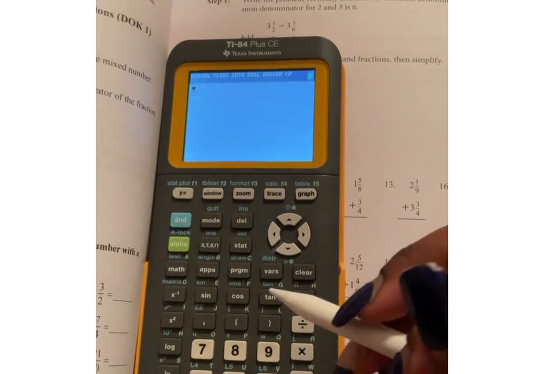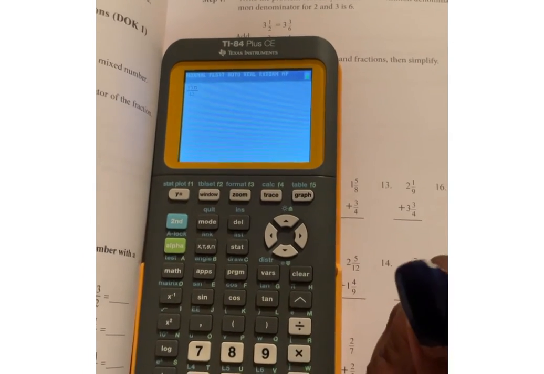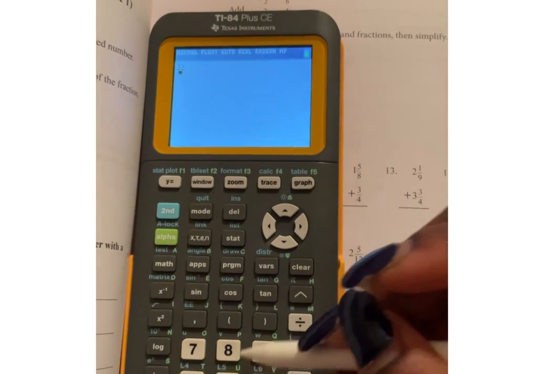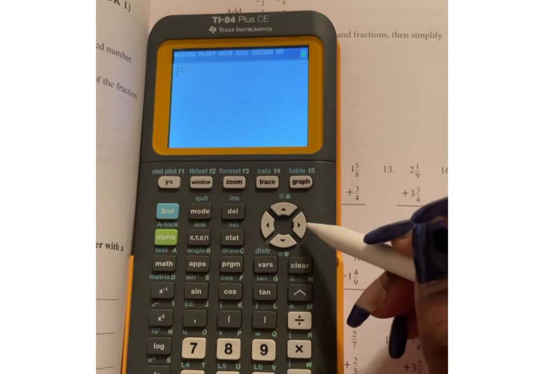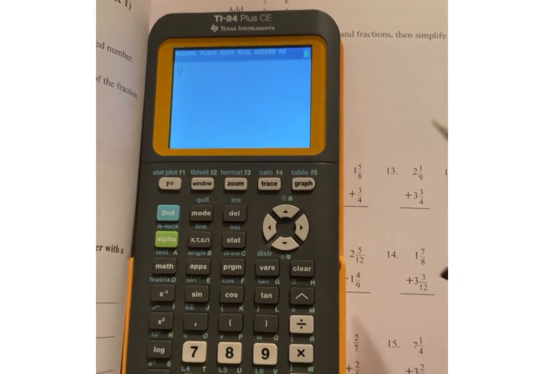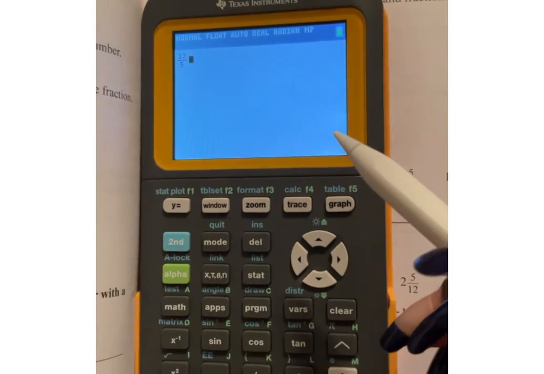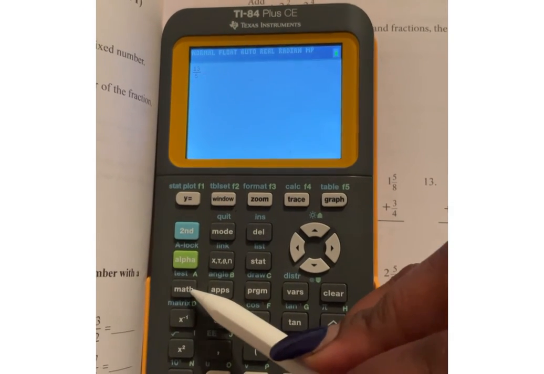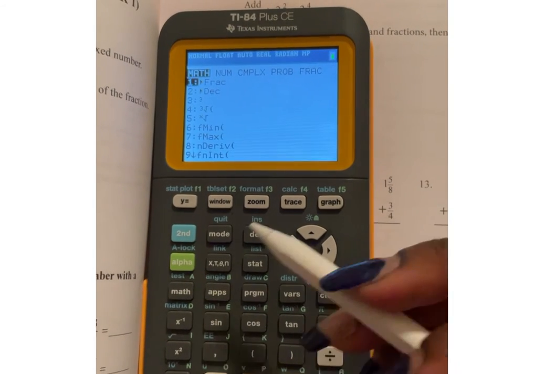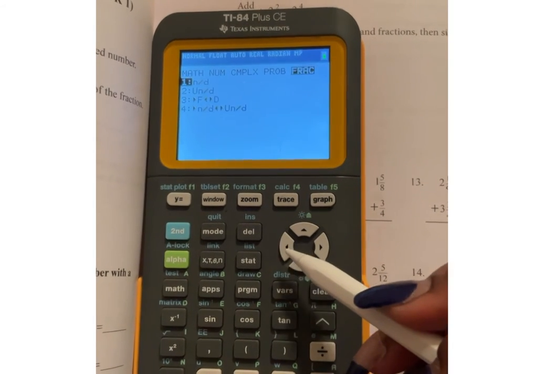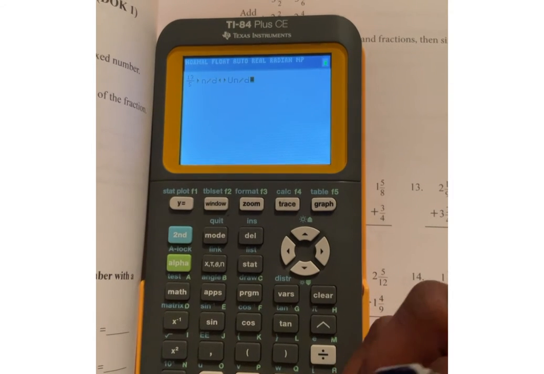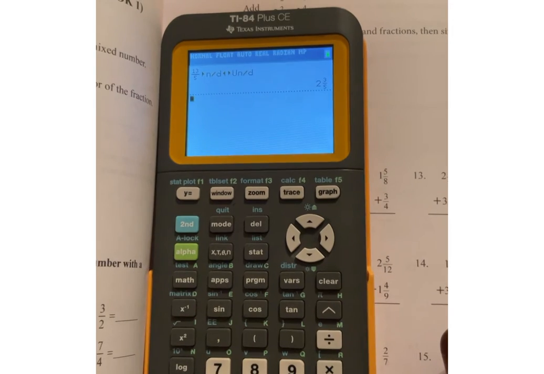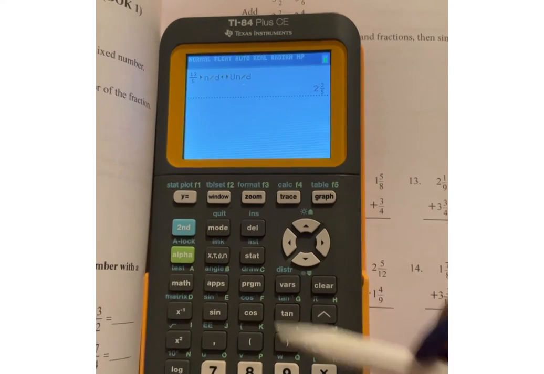Enter. And so we put 13 at the top, 1, 3. And you arrow down, and you put 5 at the bottom. You have to arrow to the right to get away from the fraction at the bottom. And now we're going to go through our steps of making this fraction into a mixed number by going math, arrow backwards, and then press number 4. It's going to change it to a mixed number. So 2 3/5 would be the first one.